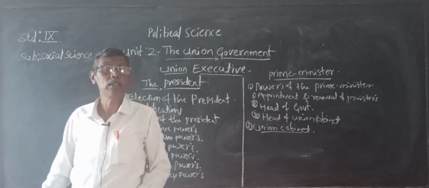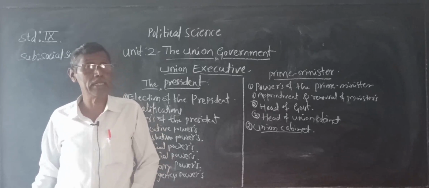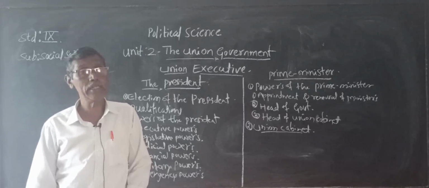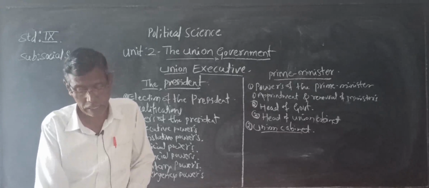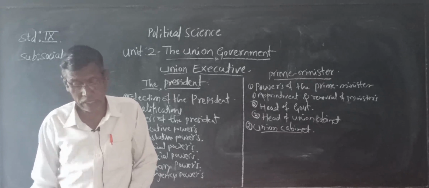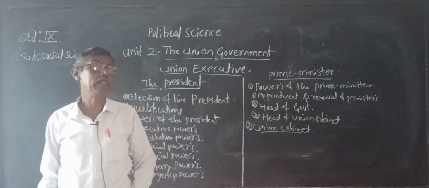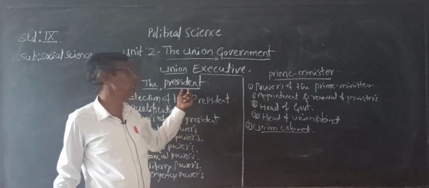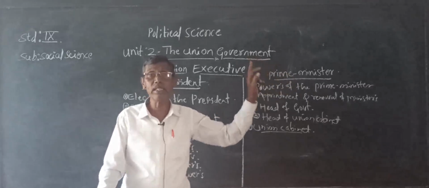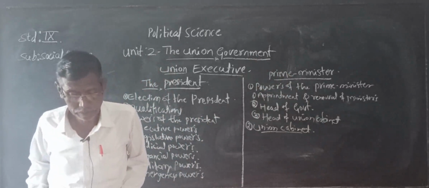Now today, who is in real power? Only the Prime Minister and his Council of Ministers are the actual executives. The President is only the nominal head of the nation. The President is head of the country, whereas the Prime Minister is head of the government.